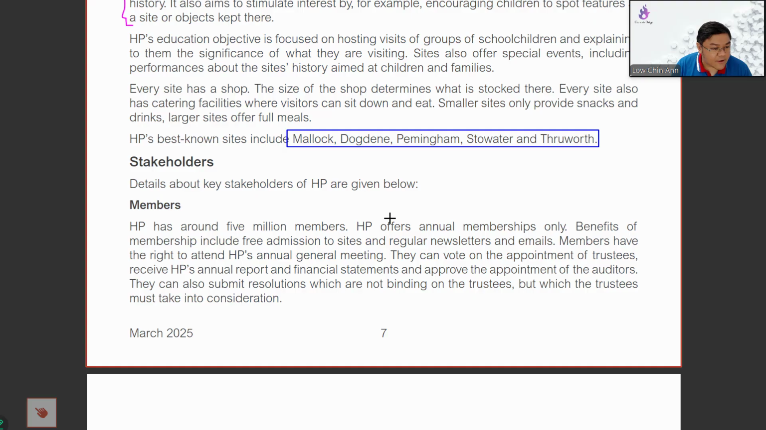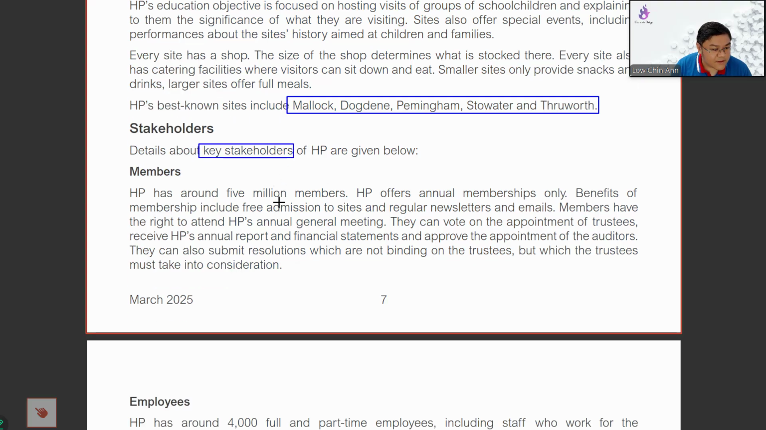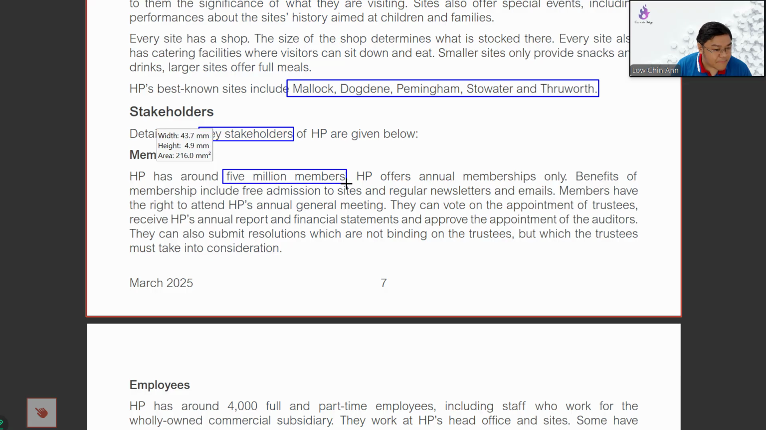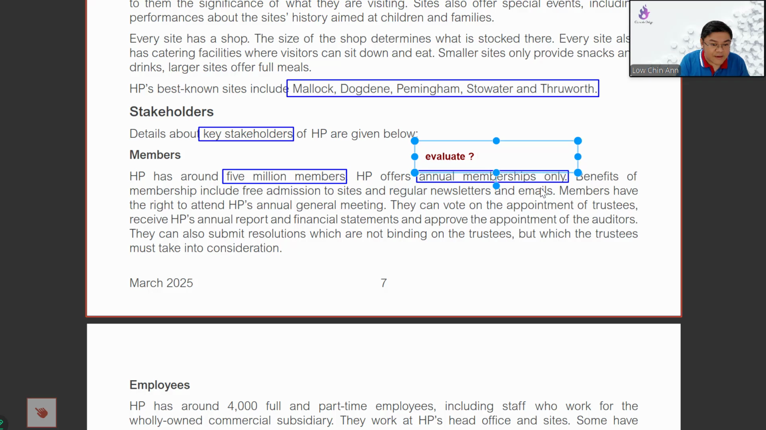Okay, key stakeholders. So they give you the information about the stakeholders. They have about 5 million members. That's really a lot. I don't really know what the population of this country is, but if you're going to have 5 million members, it seems like that's a lot over here. Okay, now it says that they only offer annual membership. So the questions might relate to evaluating: do you think a lifetime membership is a good idea? You might have to give some advantages or disadvantages.